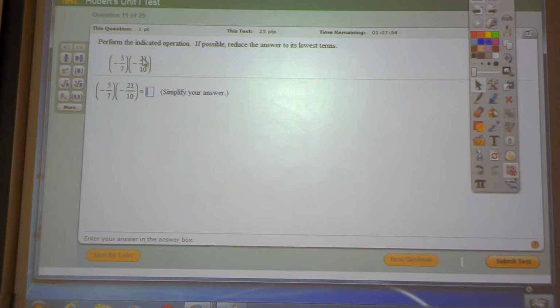Well, the 7 will cancel with the 21 and make 3. And the 5 will cancel with the 10 and make 2. So you get positive 3 what? Three halves, Hubert. That's right, class.